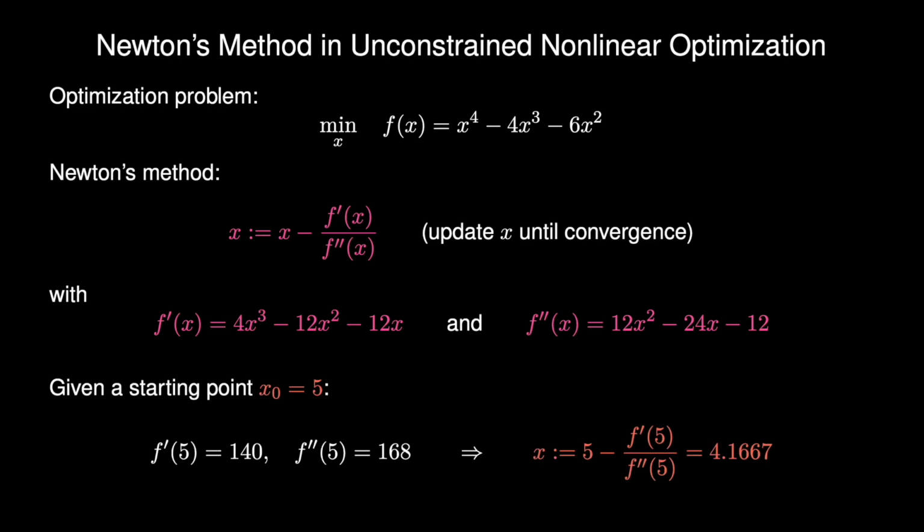Starting at x0 equals 5, we compute f prime of 5 equals 140 and f double prime of 5 equals 168. The first Newton step gives us x equals 5 minus 140 divided by 168, which is approximately 4.167. We have already moved significantly toward the minimum in just one step.